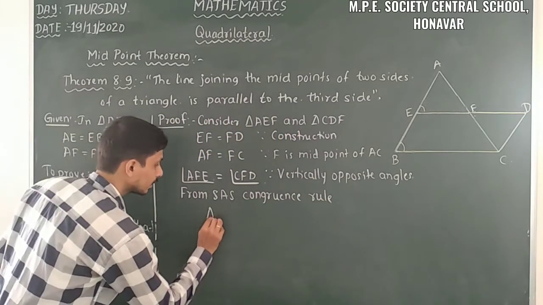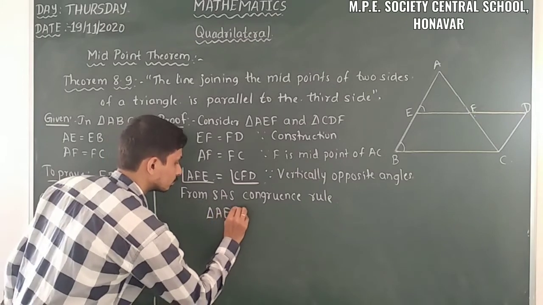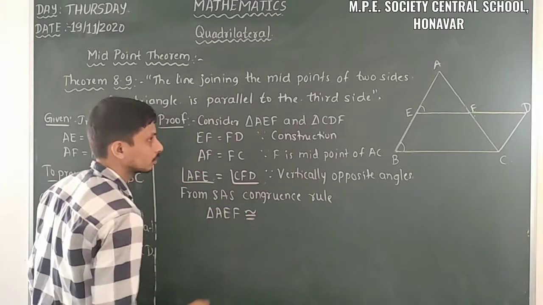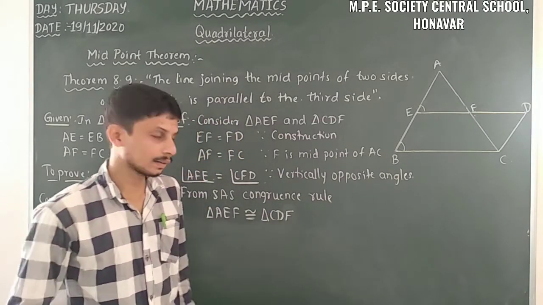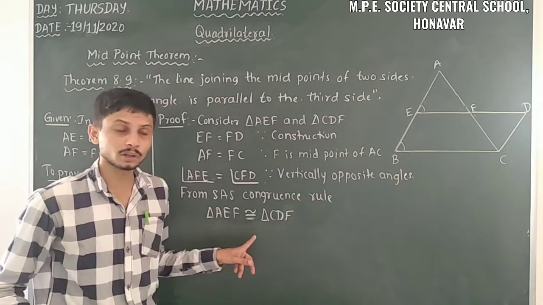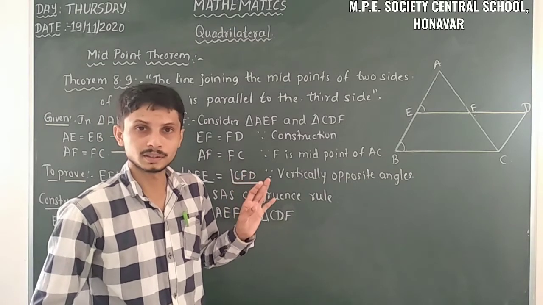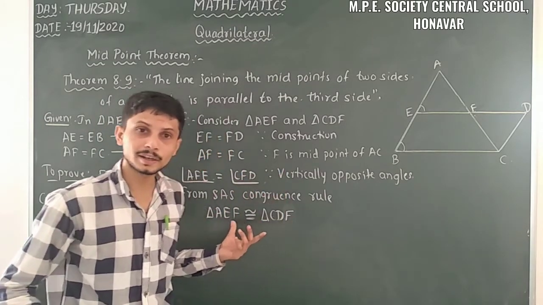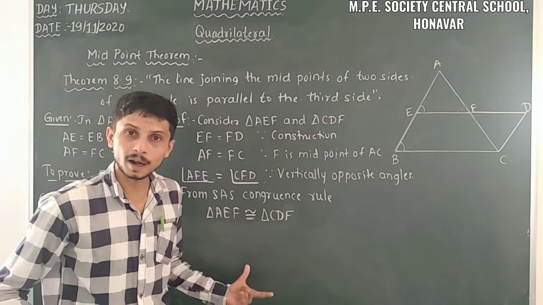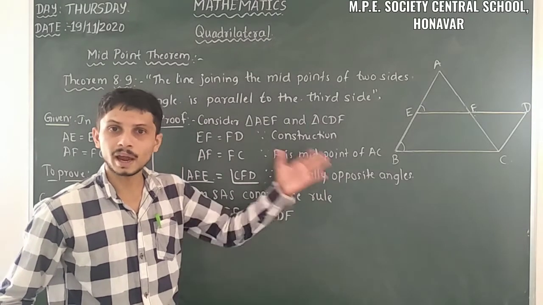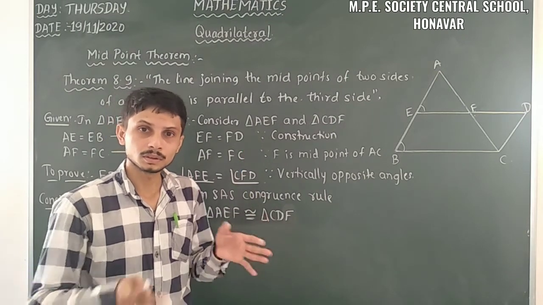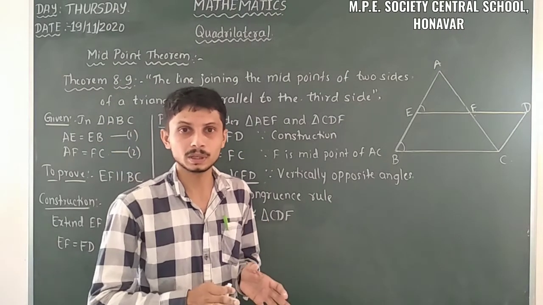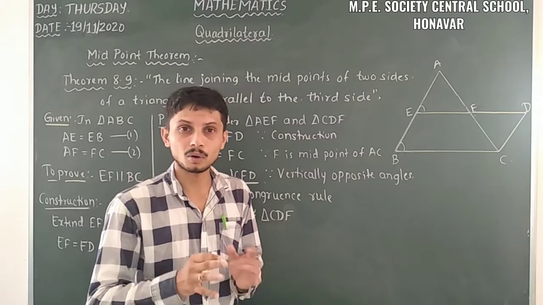That is, triangle AEF is congruent to triangle CDF. So when we have congruent triangles, the corresponding parts of congruent triangles are equal. So here we have to take those corresponding parts which are needed for our proof.